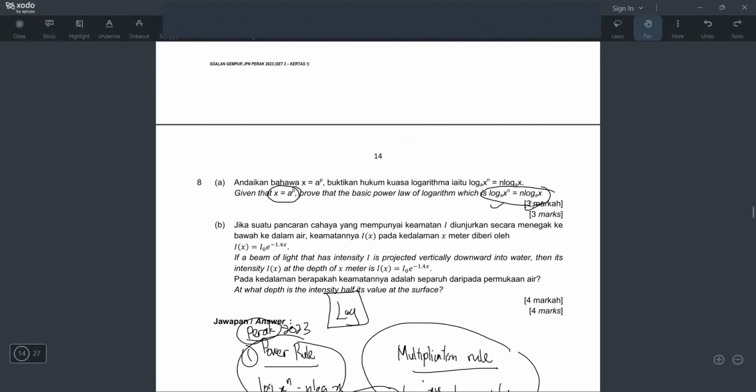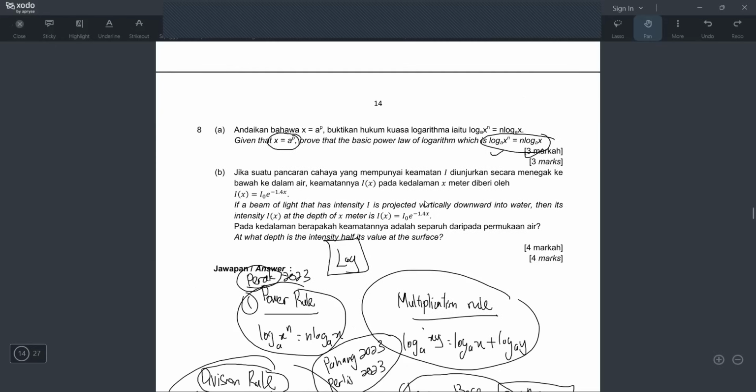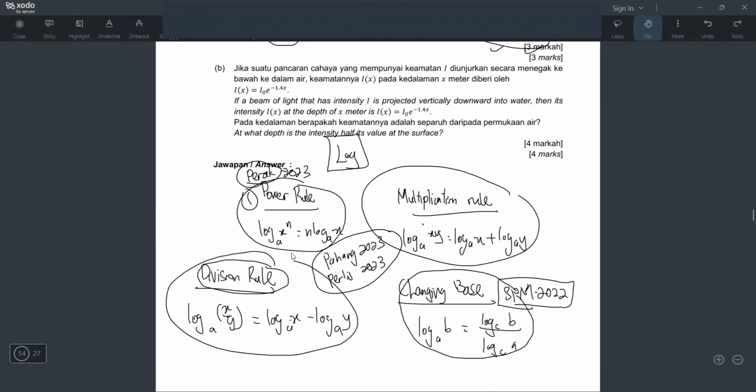Okay, maybe I'll do this paper in the future lah. This is the para paper. If I do this in the future, then maybe you will have the chance to hear me explain how to prove the power rule. But for now, I won't do it, right? But it's this question lah. This question: prove the basic power law or power rule. This one comes out in para. Okay, but I will not show you now.